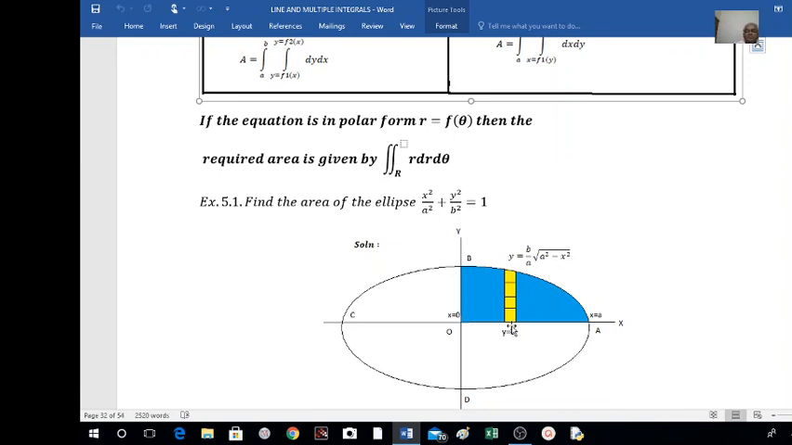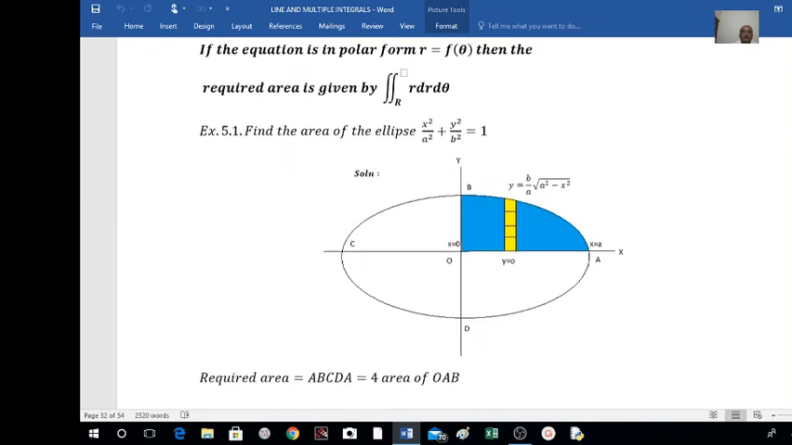So y ranges from 0 to b by a into root of a square minus x square, and x ranges from x equal to 0, and at this point we have x equal to a. The limits of x are 0 to a, limits of y are 0 to b by a into root of a square minus x square. Now we write the double integral.